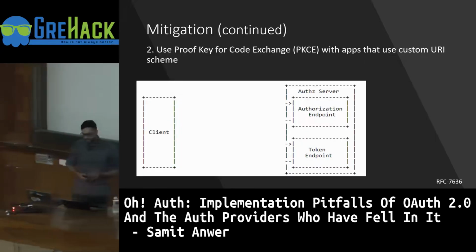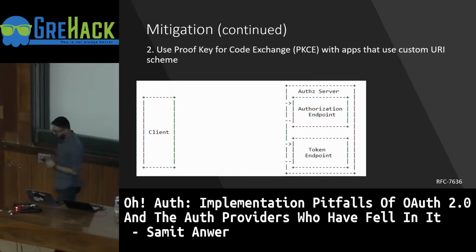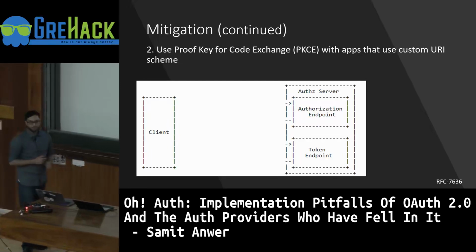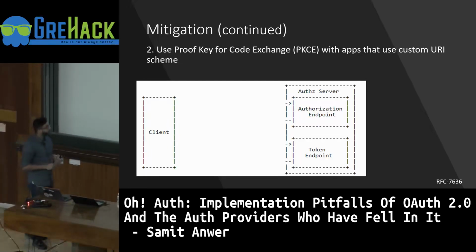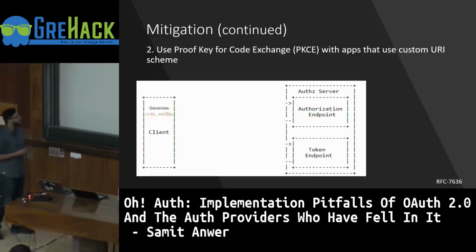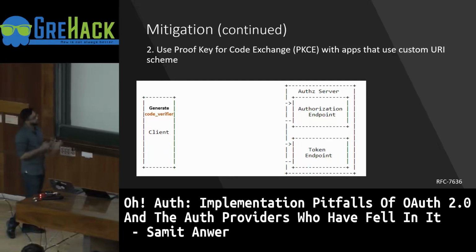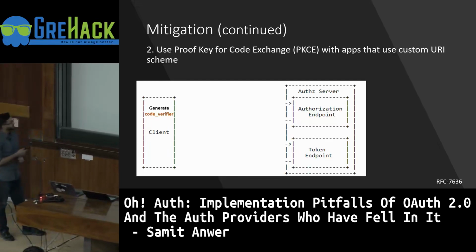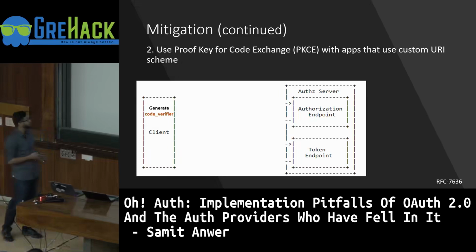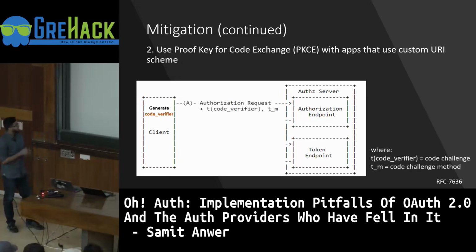But still, if you're using some legacy apps and you have a lot of custom URI schemes being used, then what you can do is use Proof Key for Code Exchange, also known as PKCE. It adds some elements to the typical OAuth flow. If you go through the RFC, you'll notice that there's a code verifier that needs to be generated by the client, which is nothing but a pseudo-random alphanumeric value. And the hash of the code verifier needs to be sent along with the authorization request, along with the hash method.